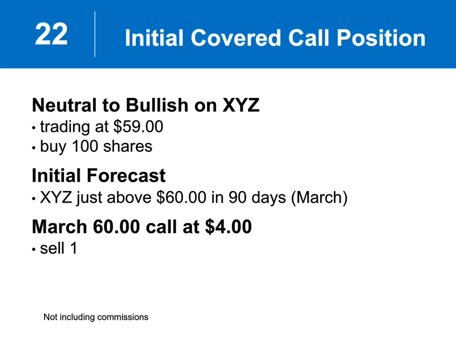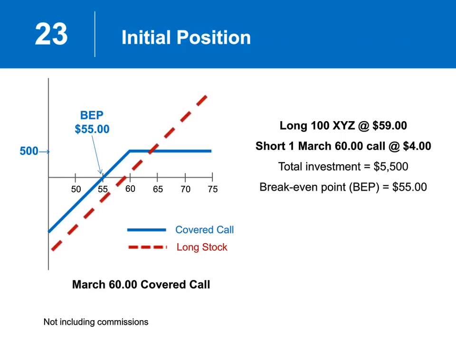So we buy 100 shares of XYZ at 59 and sell a March 60 call that has about 3 months in time, about 90 days, and we sell that at $4. And this is what it looks like. The dotted red line represents the stock. So we are long at 59, make money to the upside, lose money to the downside. That's pretty straightforward. That blue line represents the position we just spoke about. So we are long stock at 59 and short the March 60 call at $4.